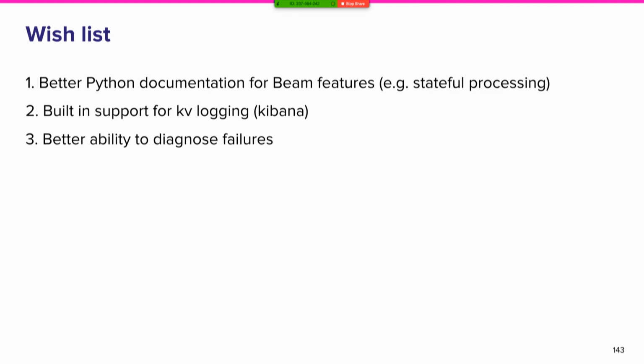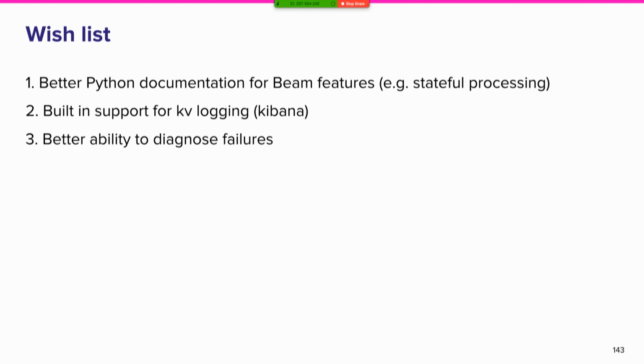Short wish list. Some of the Beam features we found could maybe use a little bit better documentation. Like we're trying to use the stateful processing feature, which is pretty useful, but our engineer who is working on it is mainly just going off the actual PR that was committed, because I don't think there is other documentation.